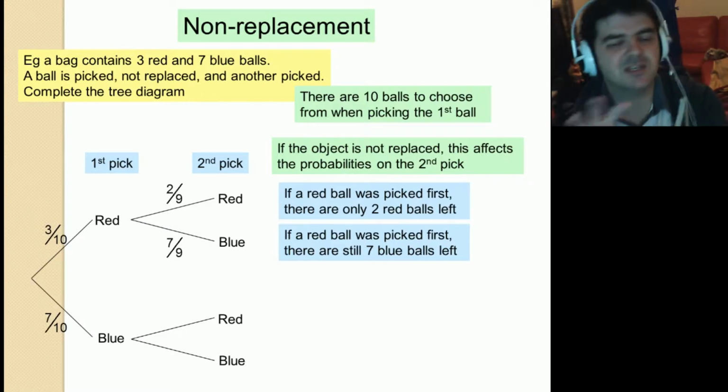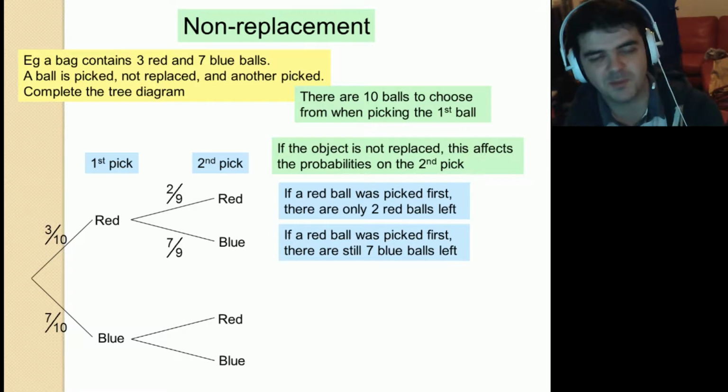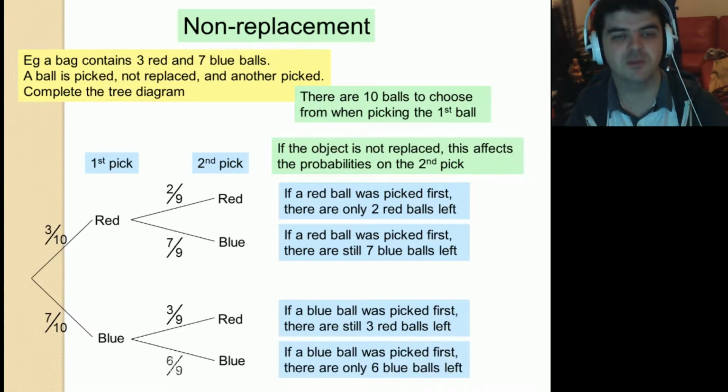And in the last 3 diagrams, the bottom half mirrored the top. Well, that's not the case here. Because if we pick a blue first, there is still going to be 9 balls left. But there are still 3 red balls. So the probability of a red is 3 over 9. And the probability of a blue is 6 over 9, because we took one out and didn't put it back. Now that's very different to what we've been doing beforehand. You have to think at every step of the tree. Think about cause and effect of what you're doing.